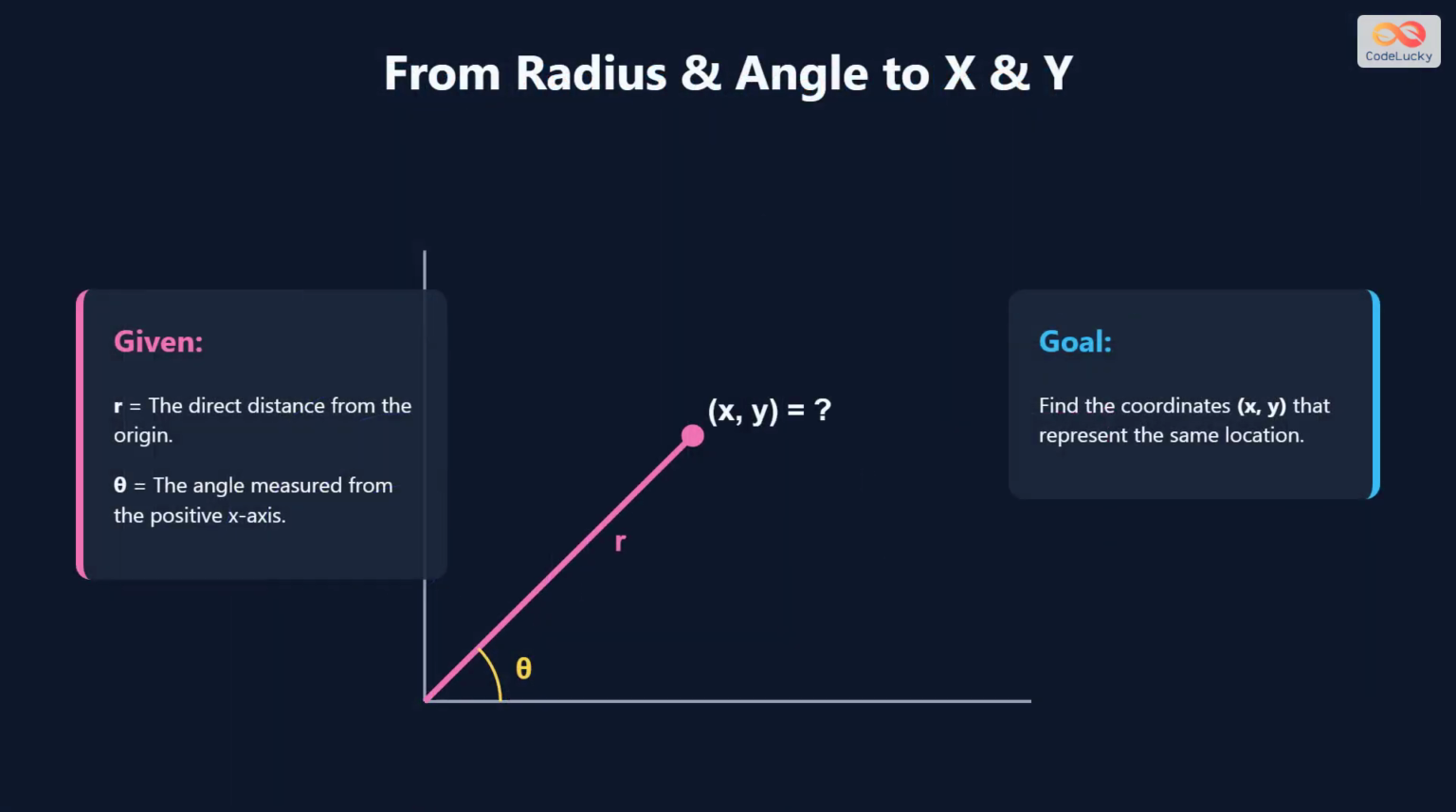Here is the setup. We are given r, the straight line distance from the origin, and theta, the angle of direction. We need to calculate how far right, which is x, and how far up, which is y, this point is. Essentially, we are breaking a diagonal path into horizontal and vertical steps.